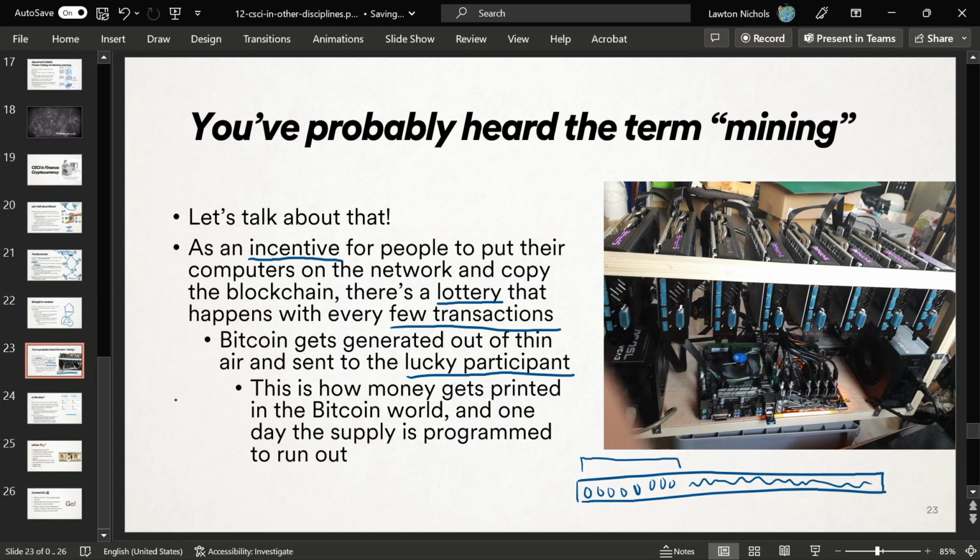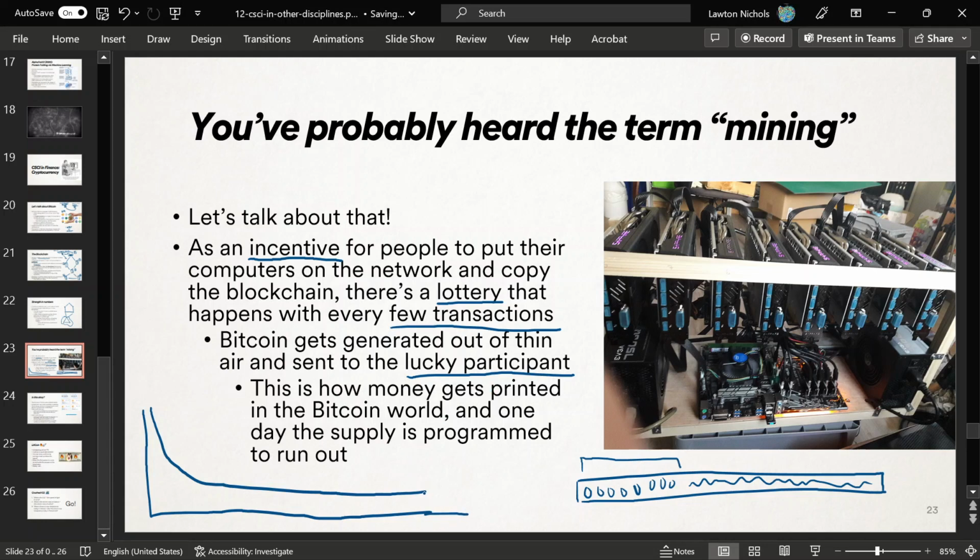And yeah, they get a little bit. And over time, the Bitcoin network gives out less and less Bitcoin every transaction. So at the start of the network, back in 2009, a lot of Bitcoin got given out. But over time, less and less gets given out to those lucky lottery winners. And that's just to make it so that there's never going to be an infinite supply of Bitcoin, to make the money still worth something.